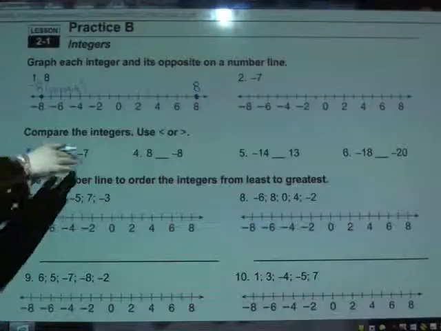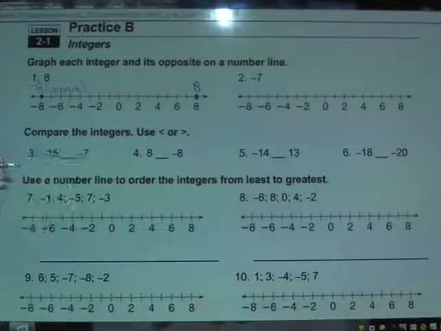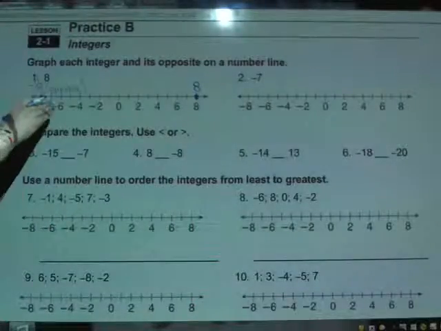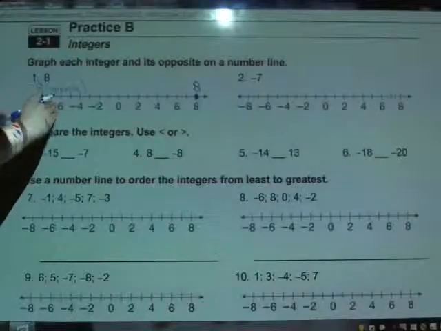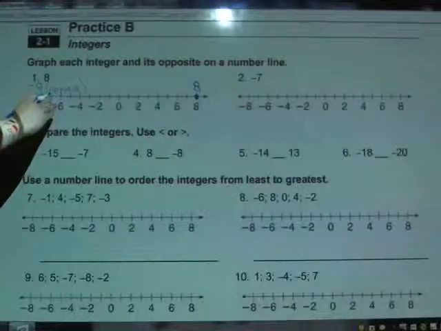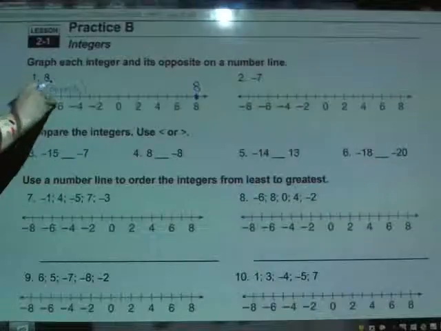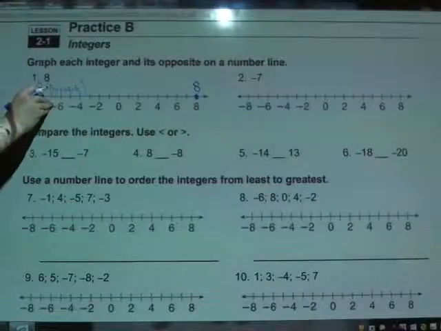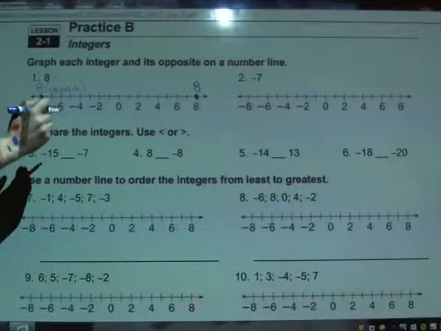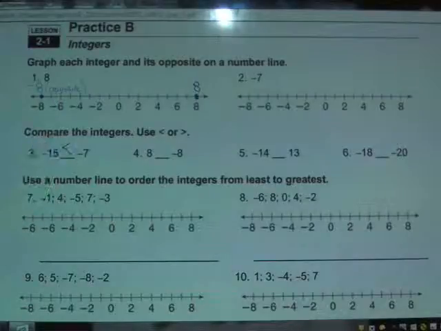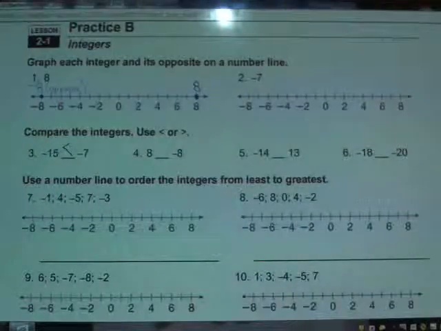So here where they're asking me to compare -15 and -7, -7 would be right here. -15 would be off the chart even to the left here. Well, since this one is further to the right, it's the larger number. So I'm actually going to fill this one in with less than. Remember, the alligator eats the bigger number. -15 is less than -7. And you're going to approach 4, 5, and 6 in the same way.